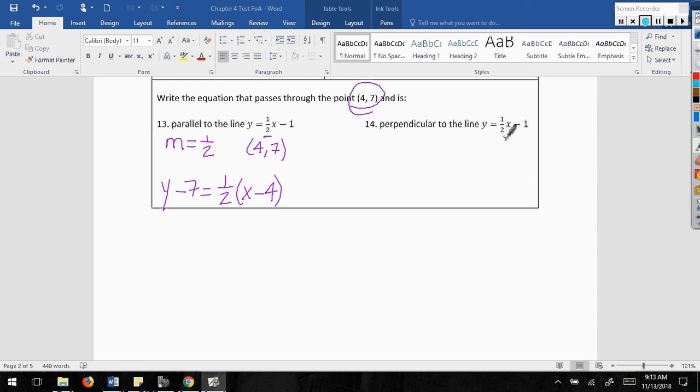Perpendicular this time. So change the sign. It's going to be negative. And flip the fraction. So 2 over 1 is 2. And my point again is 4,7. Again, I would use point slope every time I could. y minus 7 equals slope times x minus 4.